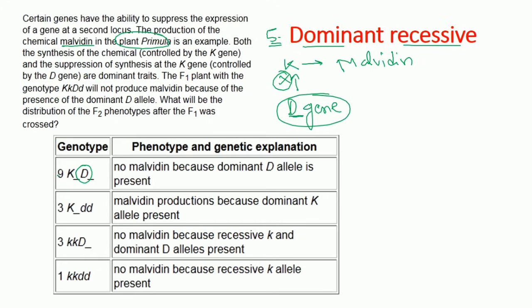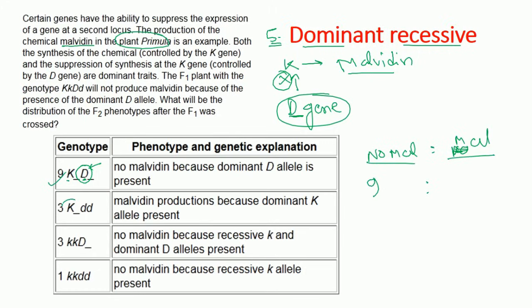So let's say here 9 out of 16 have a capital K and capital D in either of the loci. As a result, as capital D is present in one of the loci, it is going to inhibit the expression of capital K. So though capital K should produce malvidin, due to the presence of capital D gene, it will not be allowed to do that. So no malvidin production. Okay, let's look at the ratio. So 9 of them, no malvidin production.